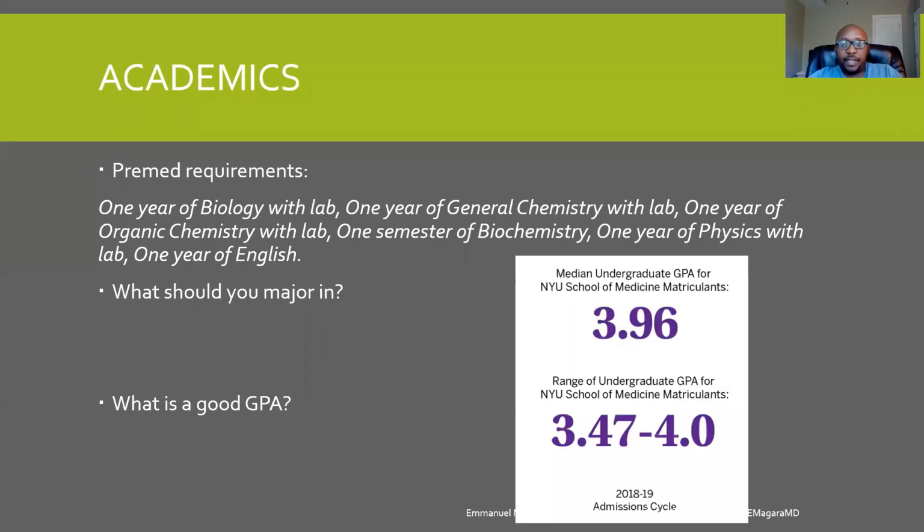Because when you compare, say, for instance, with NYU, that's the median GPA, not the average. So the median GPA was 3.96 for the 2018 to 2019 cycle. That's very high. Although the range is from 3.47 to 4.0, most of the people are at 3.9. When I applied to medical school, I think I had a 3.90 for my GPA, which was acceptable at that point.